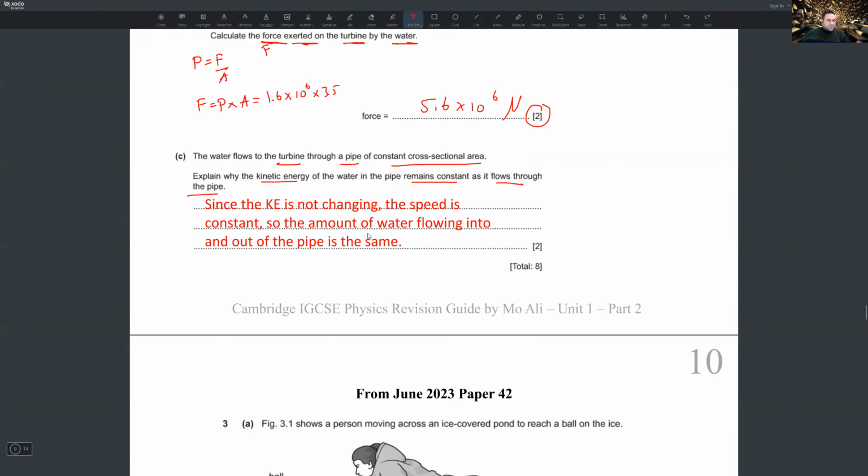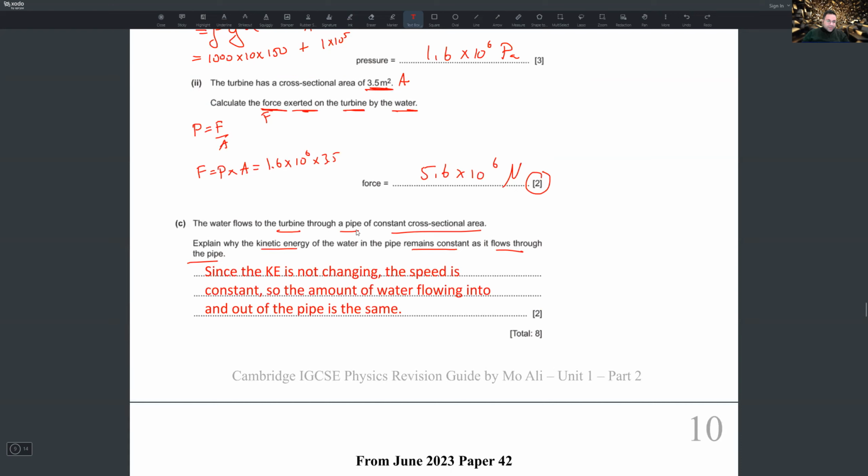Could you explain this again? You don't get it? Okay. This question asks you why the kinetic energy of the water remains constant as it flows through the pipe. No, I want a red border.